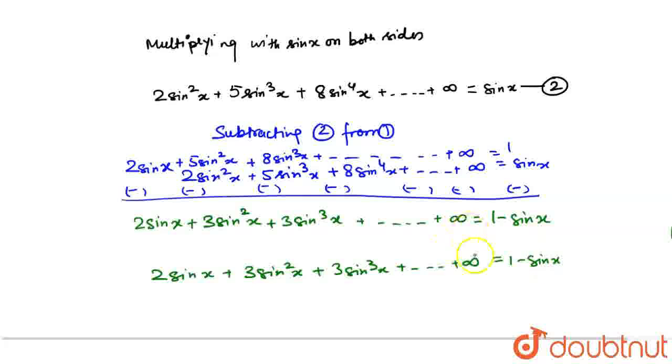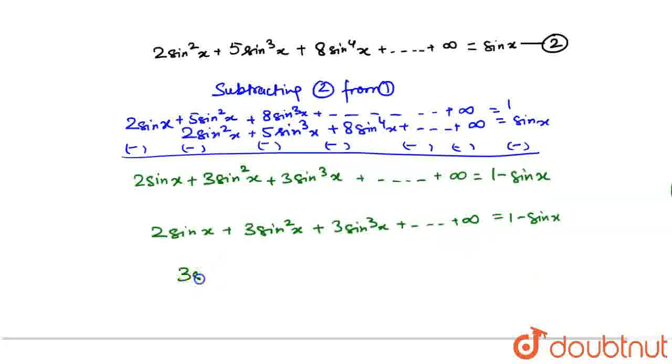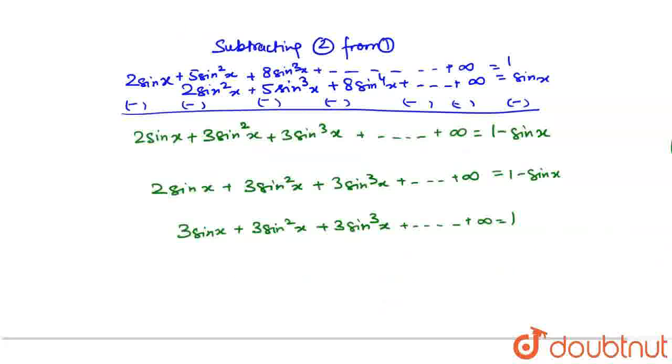So bring this sin x onto the LHS. So what do I get? 3 sin x plus 3 sin square x plus 3 sin cube x so on up to infinity is equal to 1. Correct? So now if I take 3 sin x, which is pretty much common over here, it would be 3 sin x times 1 plus sin x plus sin square x plus sin cube x so on up to infinity, which is equal to 1.